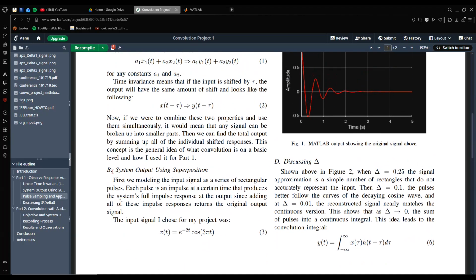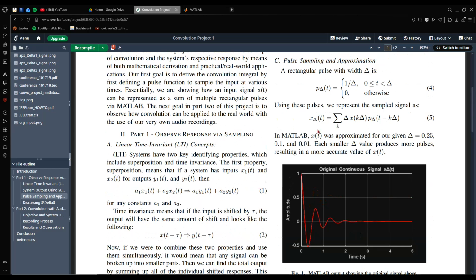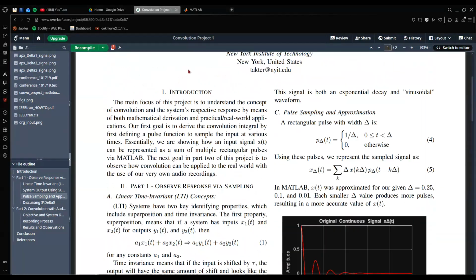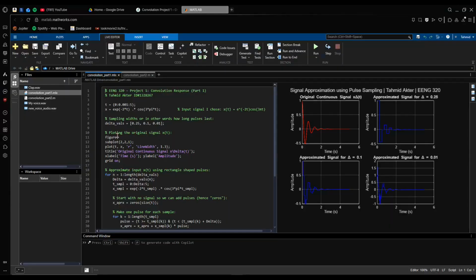Now moving on to part 1, where the MATLAB starts. The input signal I used is x of t equals e to the minus 2t times cosine of 3 pi t. This is both an exponentially decaying and oscillating sinusoidal waveform function. Let's go over to the MATLAB.